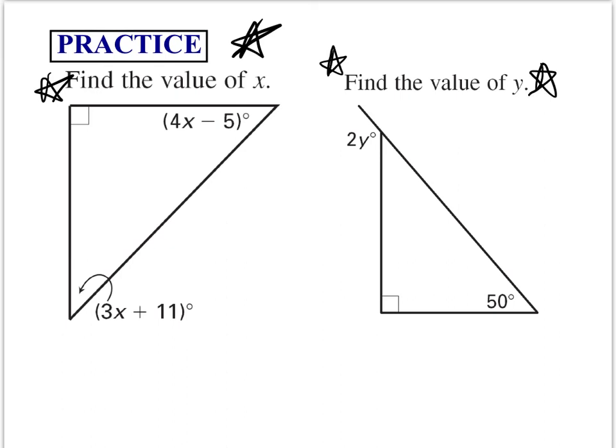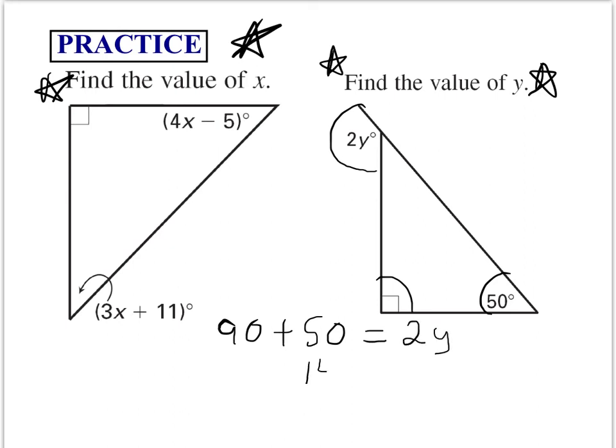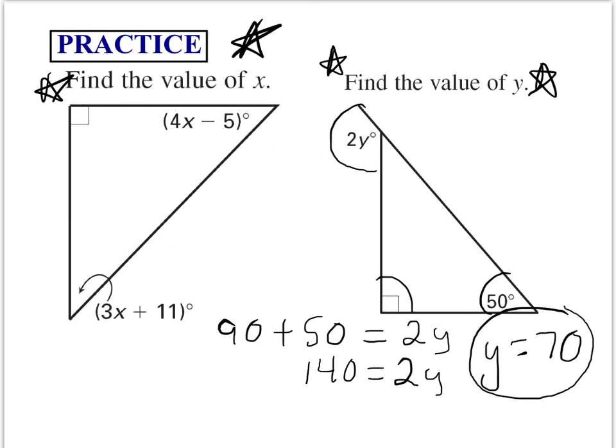Okay, so let's remember the theorem for exterior angles. Remember, the two non-adjacent angles, if you add these two together, we're going to end up with this exterior angle. So what that tells us is 90 plus 50 needs to equal 2y. So same thing. Let's combine like terms. I have enough room to do this math, so I'll write this answer out. So y would equal 70.